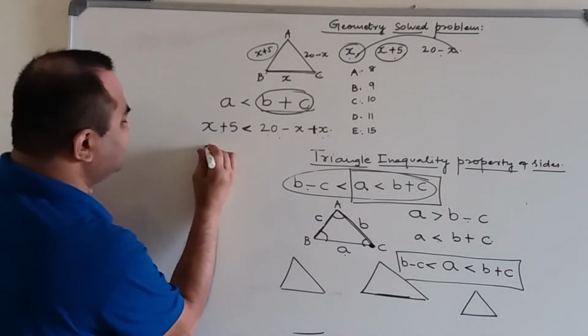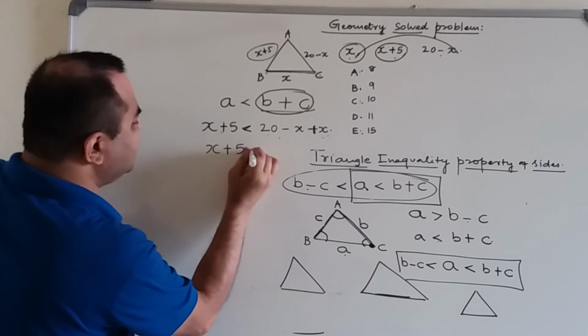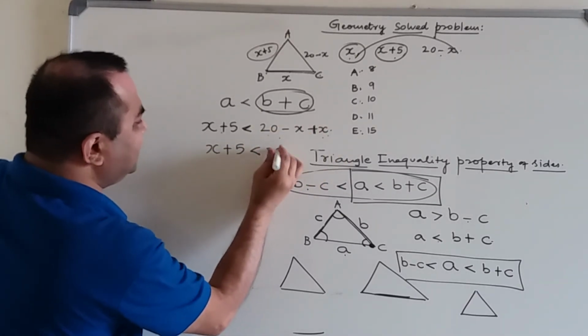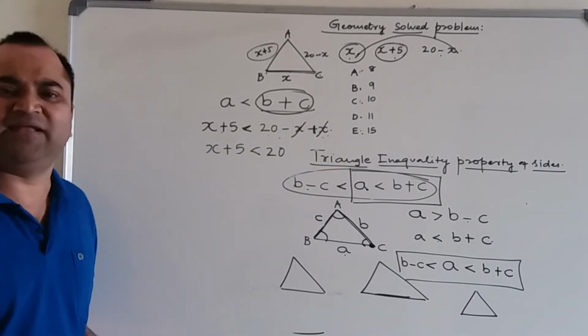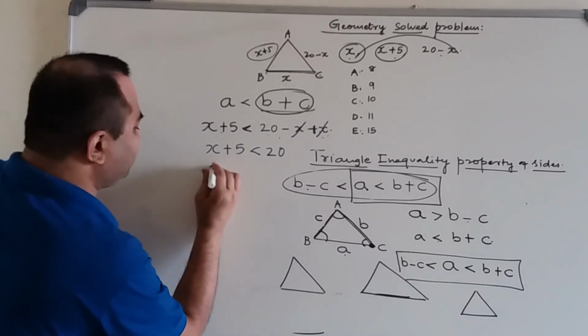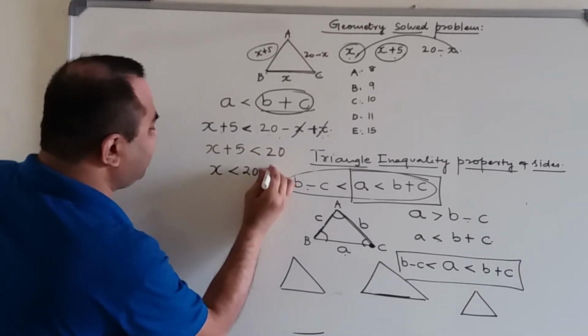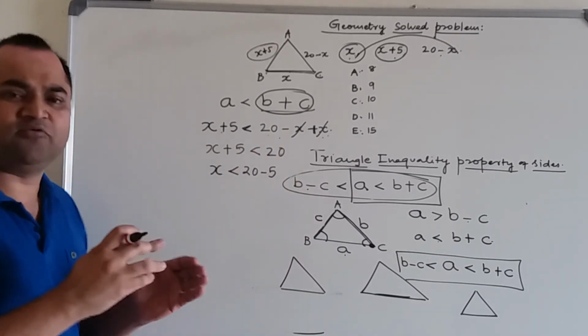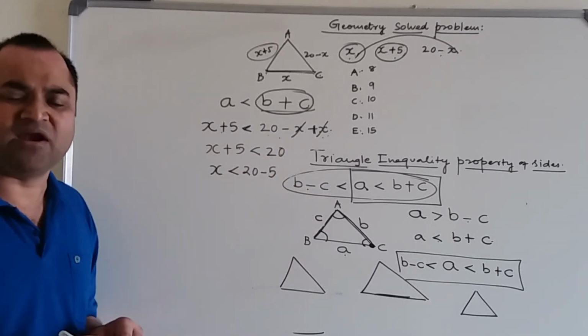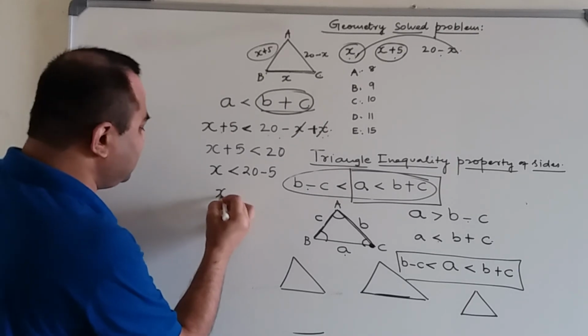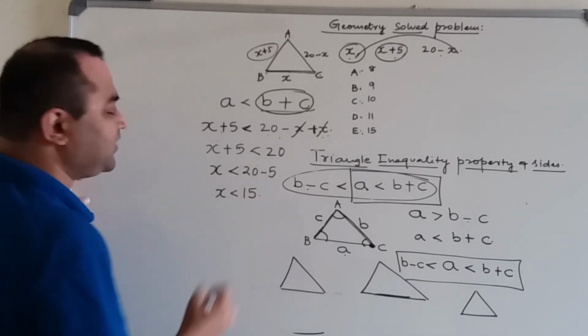So what do we get? x plus 5 is less than 20 minus x plus x, and x will get cancelled out. So finally you have x is less than 20 minus 5. After you take 5 to the right side, you must invert its sign. So finally you have x is less than 15.